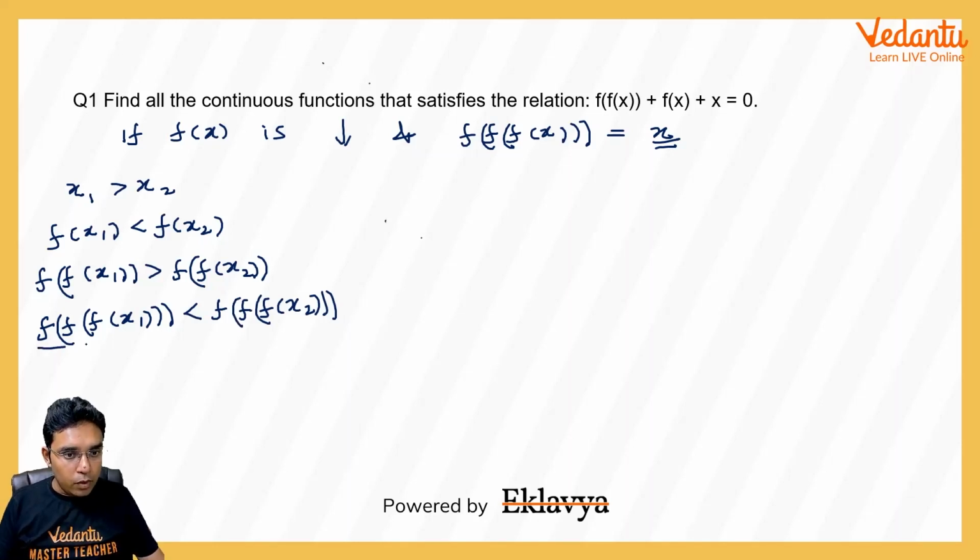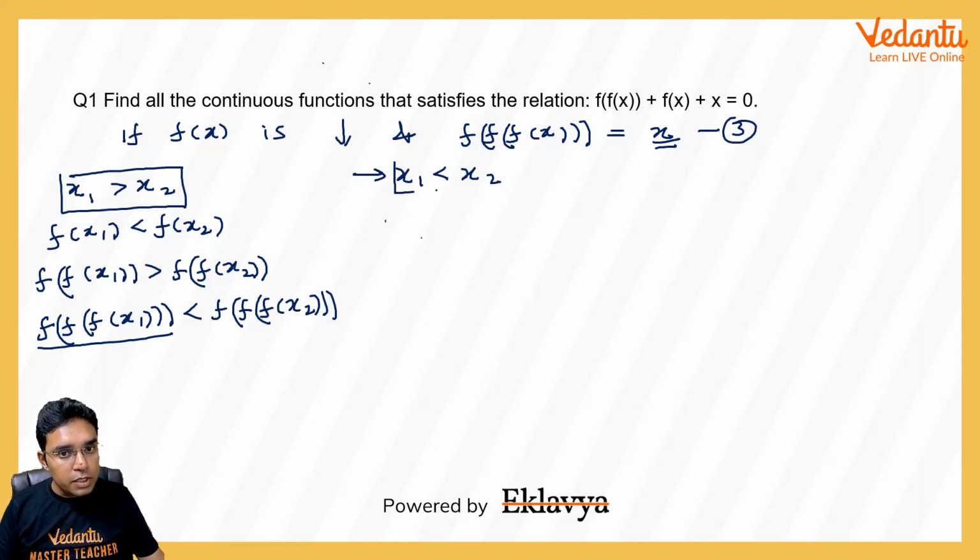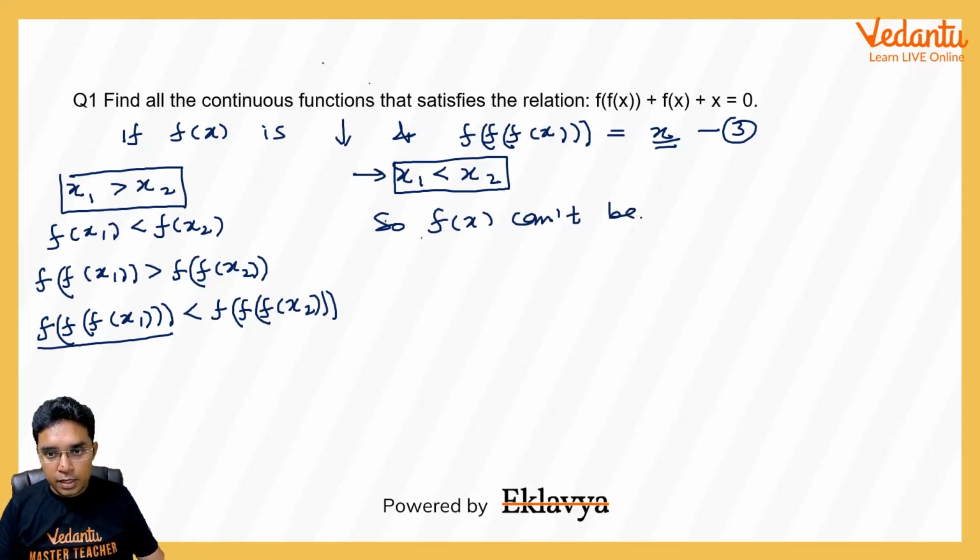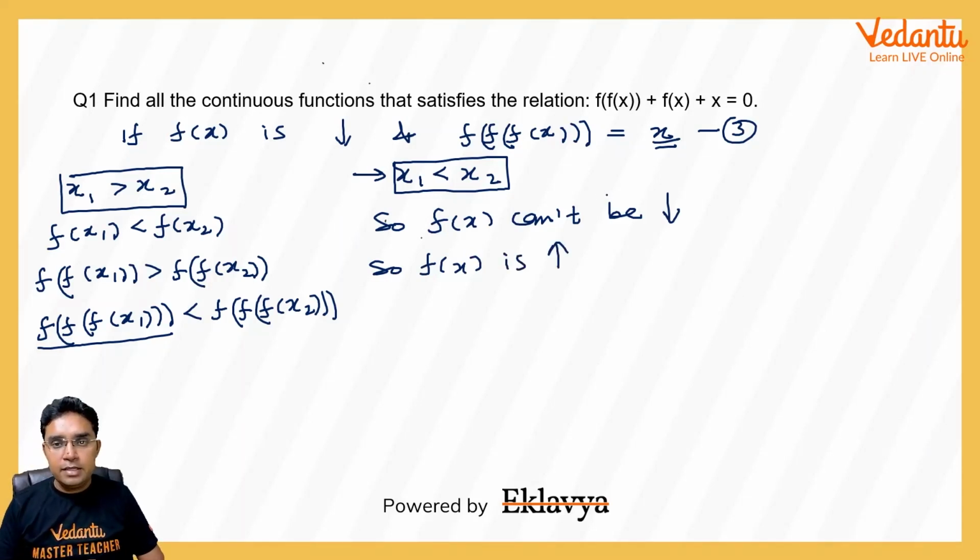Okay, and here because of this equation number 3, we should get x1 less than x2, but you can see we started with this thing and we ended with the opposite thing. So that means f(x) cannot be strictly decreasing, so it has to be increasing. So f(x) is strictly increasing only. Now strictly increasing can be justified directly also, because if you take the composite 2 times or 3 times, it will still be increasing, and on the right hand side again we are having x which is increasing.